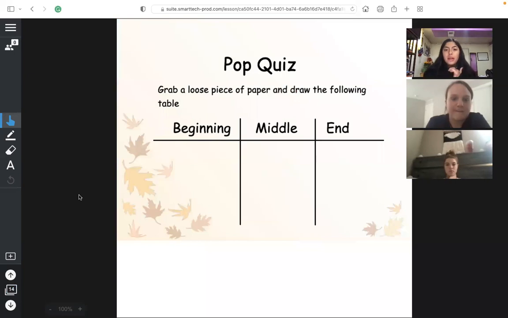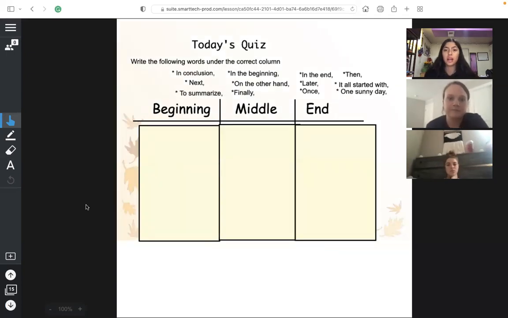For our pop quiz, I decided to have something that would help them identify the correct transition words for the correct spot of the story. So they would get a piece of paper and they would draw out this table, which would have the beginning, the middle, and the end. In the next slide, this is where I have some transition words listed out, just scattered, out of order, with the same table. They would take about 5 to 10 minutes, depending on how long the teacher thinks the students can take to complete the quiz.